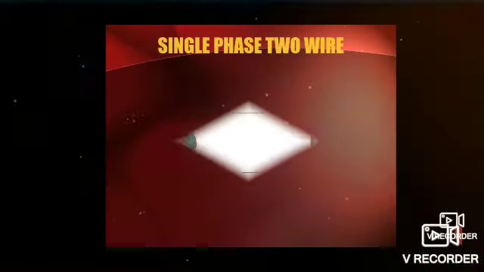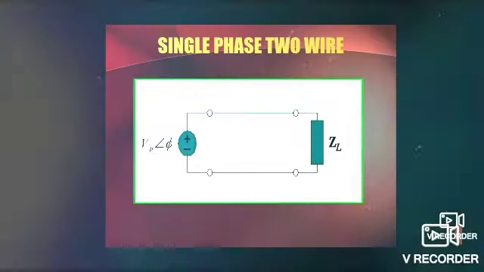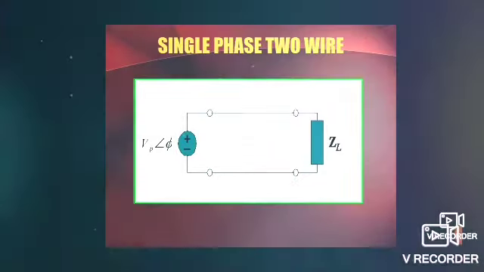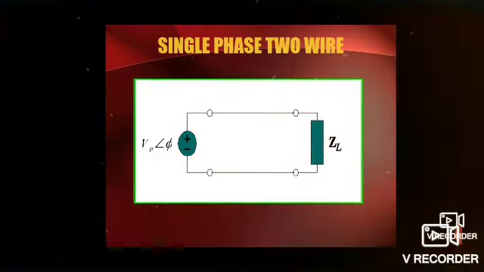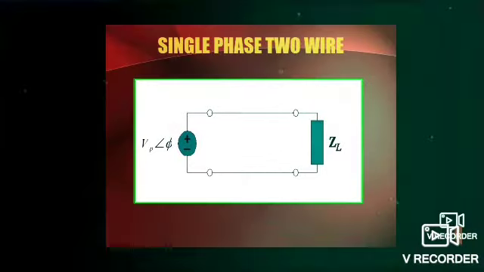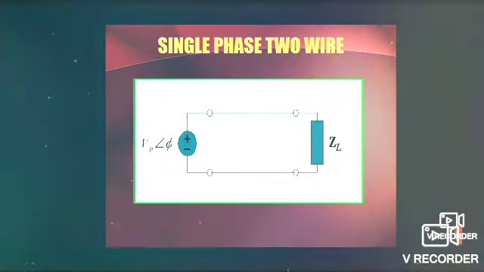Generally we are not using two-phase supply. We are using single phase and three-phase supply. Single phase is used in residential houses and three-phase is used in commercial consumers. So first we have to see about two types of single phase system. One is single phase two wire system, another one is single phase three wire system.